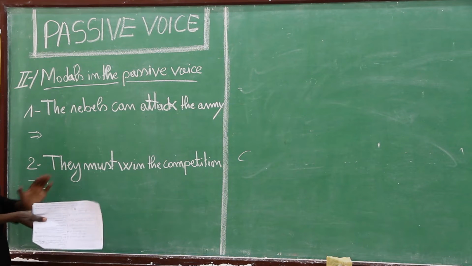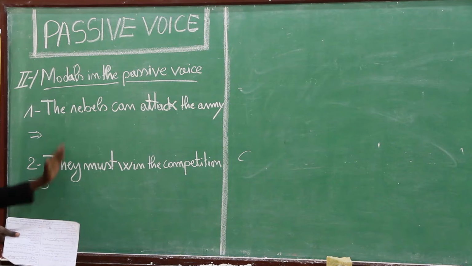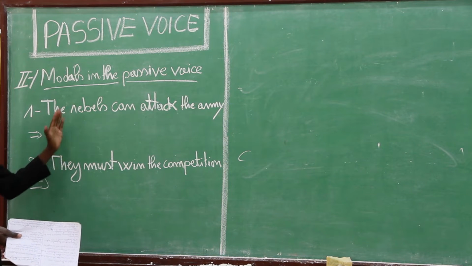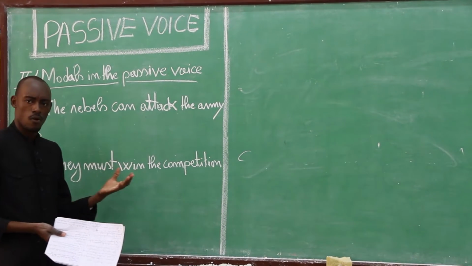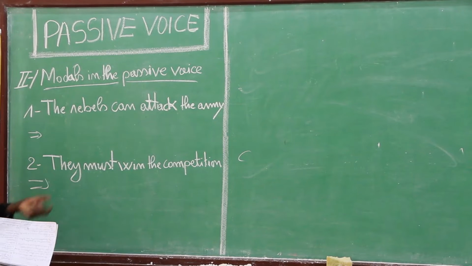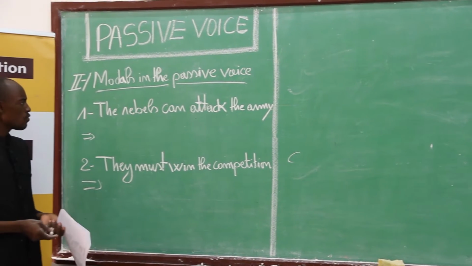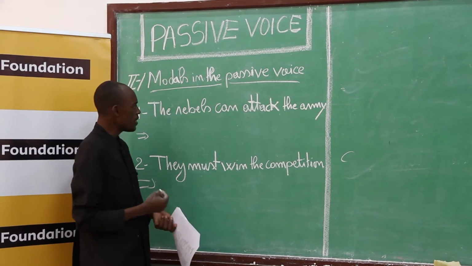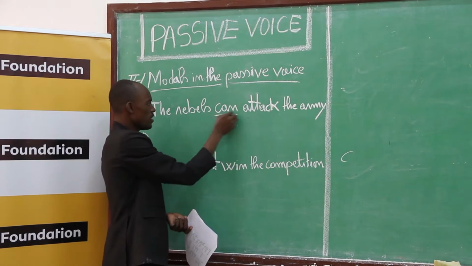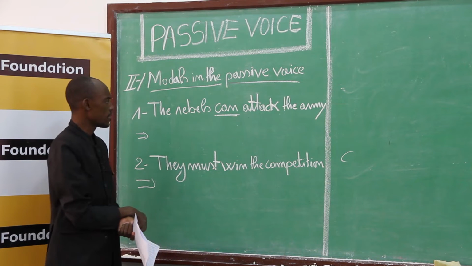Now, these sentences are in active voice. And what do we notice here? Here we notice in each sentence there is a modal verb. And what is the modal verb here? The modal verb here is can in the first sentence.